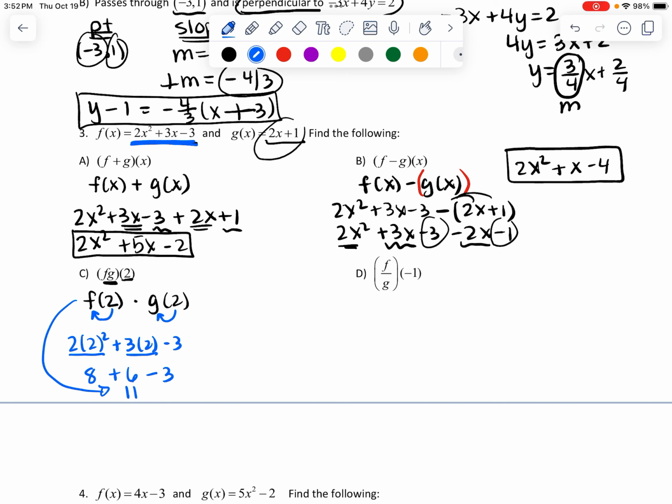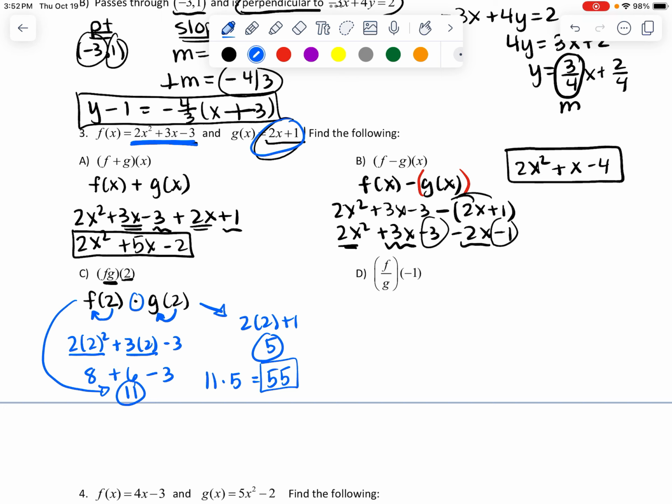Now I have to find g of 2. That means take 2 and plug it into g. Well, here's g, 2x plus 1. So this is going to be 2 times 2 plus 1, which equals 5. Now what do I do to these two numbers? Well, remember it said to multiply them together. So 11 times 5 equals 55.